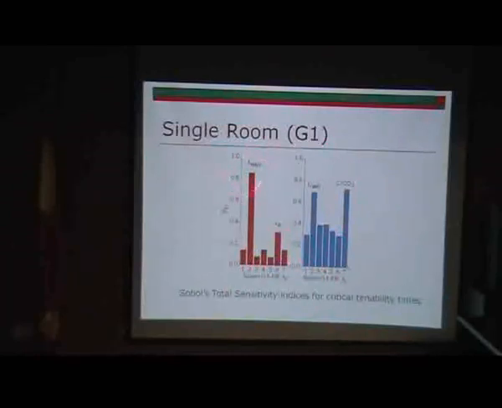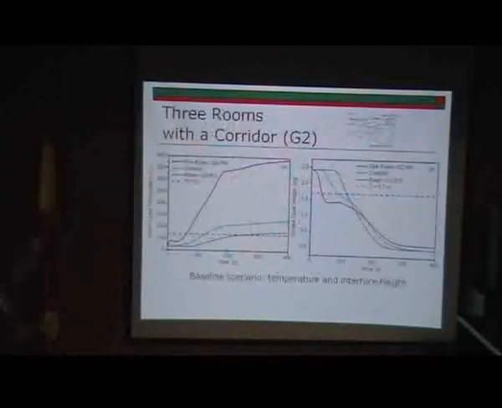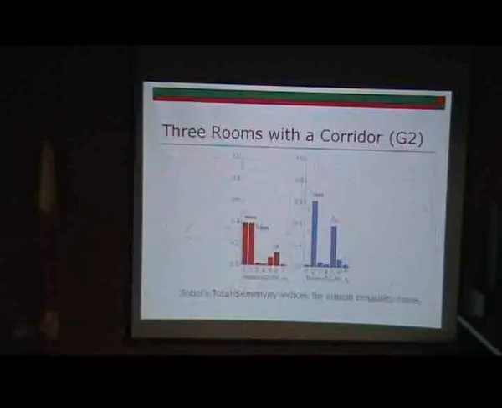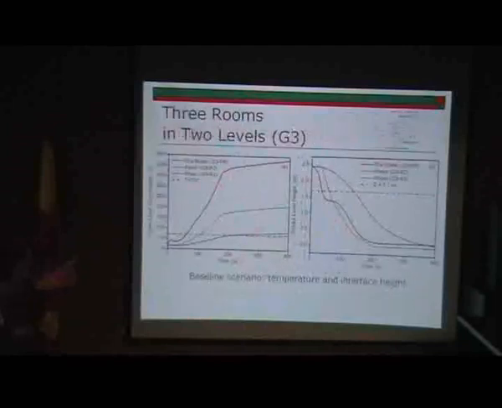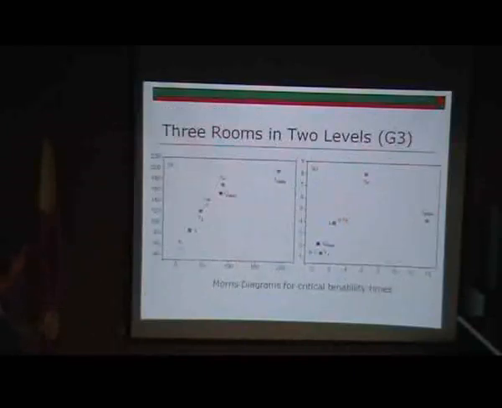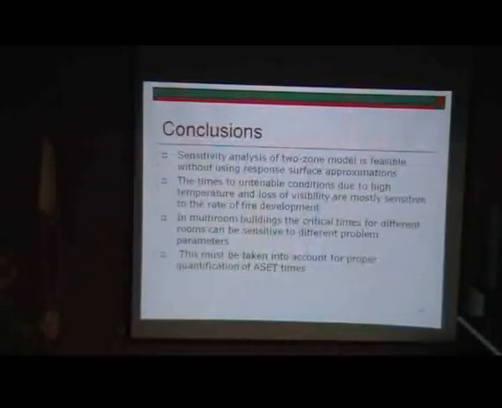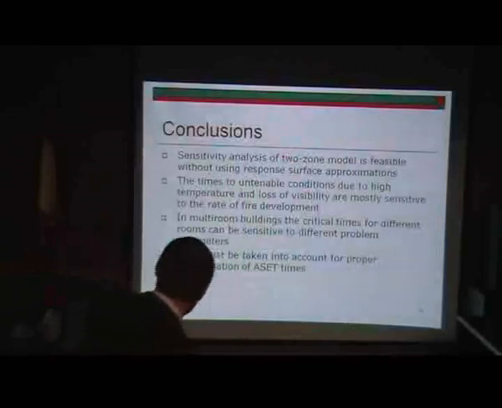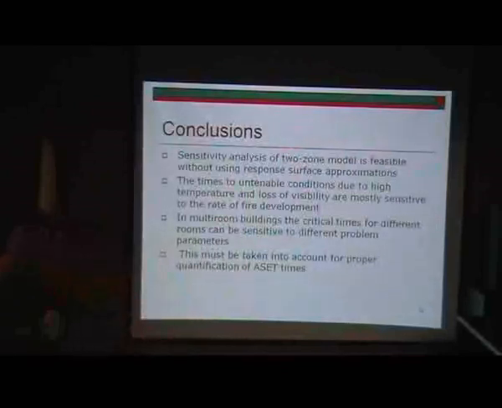And again, the champion here is 1 megawatt. And on visibility, we have this parameter, which is actually soot production. I'll skip it very quickly. This is the same for the 3-room case, and the same for two layers. So the conclusions are very... Well, this is like a mathematical exercise when we are applying sensitivity analysis to two-zone models.